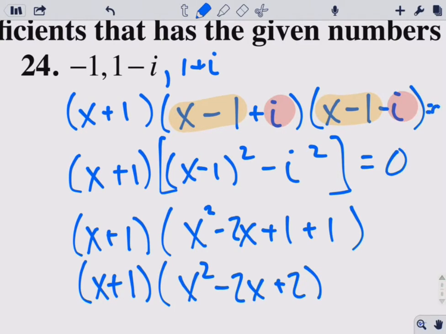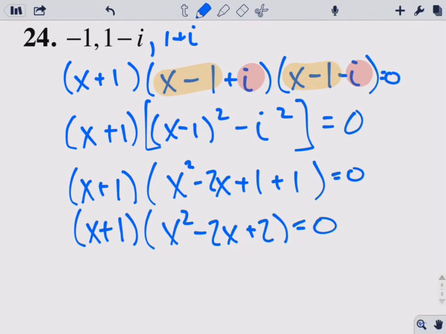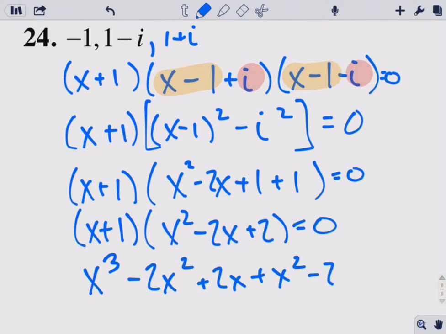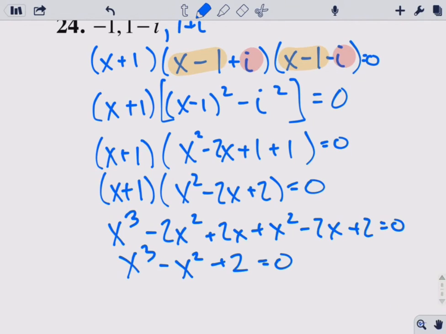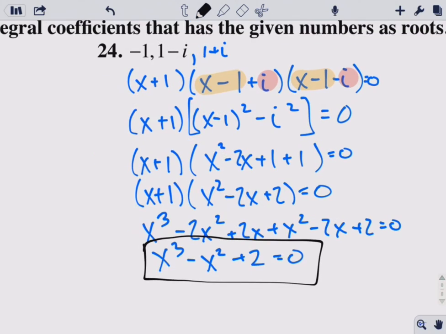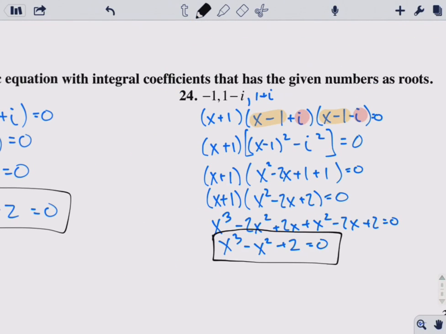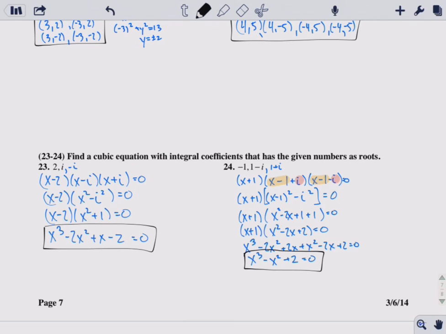These are all equal 0, by the way. Don't forget that. Remember, it asks for an equation. Can't have an equation without it equals. So I'll get x cubed minus 2x squared plus 2x plus x squared minus 2x plus 2 is equal to 0. And combine like terms. X cubed minus x squared plus 2 is equal to 0. Okay, there is your cubic with the given roots. Okay, that is page 7. Moving on to page 8 on the next video.